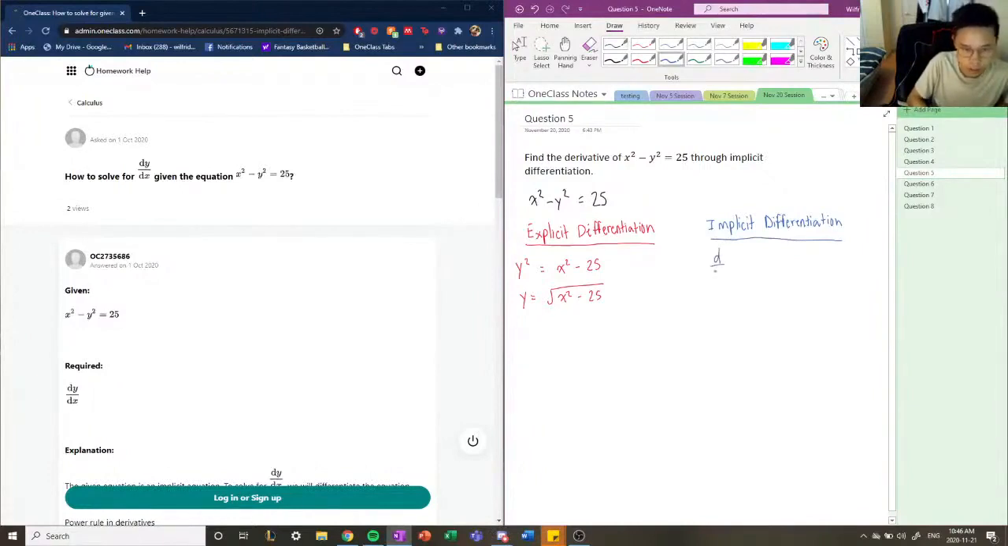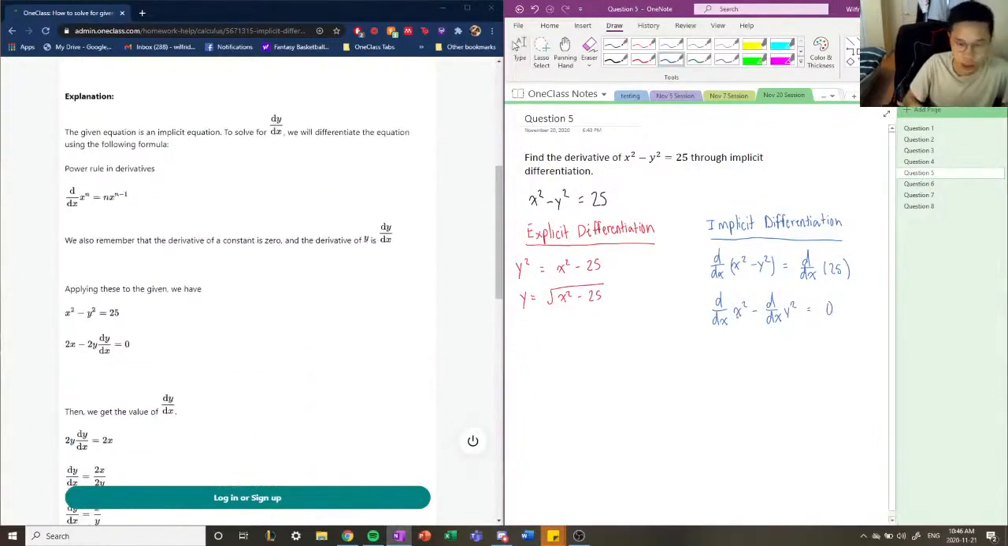So we do d/dx of x squared minus y squared, and we do d/dx of 25, okay? So if we were to implicitly differentiate this, this is what we'll get. This is a difference, so we can split it up. This would be d/dx of x squared minus d/dx of y squared, and this just equals 0, okay?